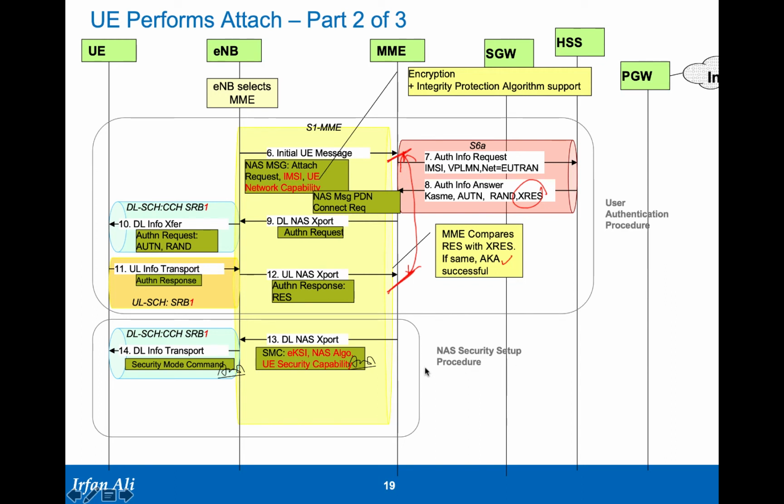This is the part where the encryption and integrity protection algorithms need to be decided between the mobile and the MME. So the MME sends the selected NAS algorithm. If the highest priority in the MME was the AES algorithm, then it would say, I want to use AES for integrity protection and for encryption.